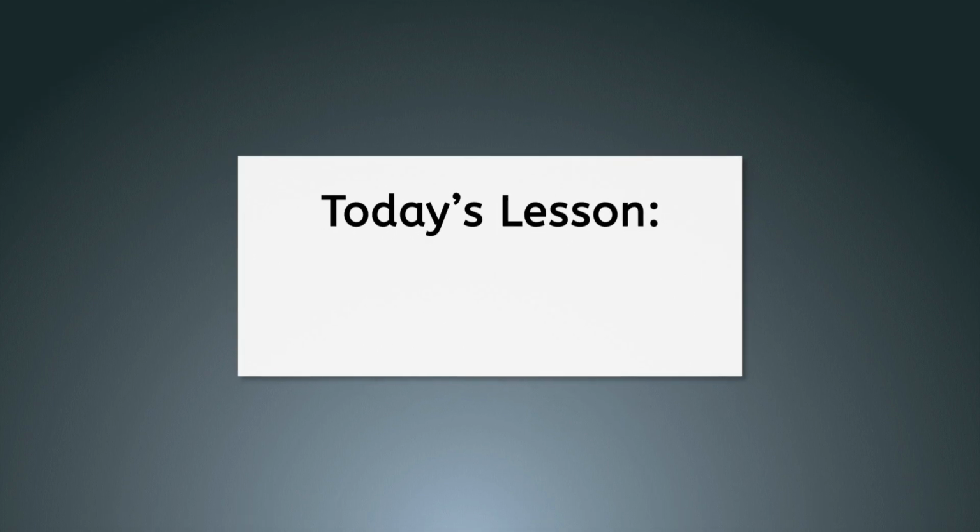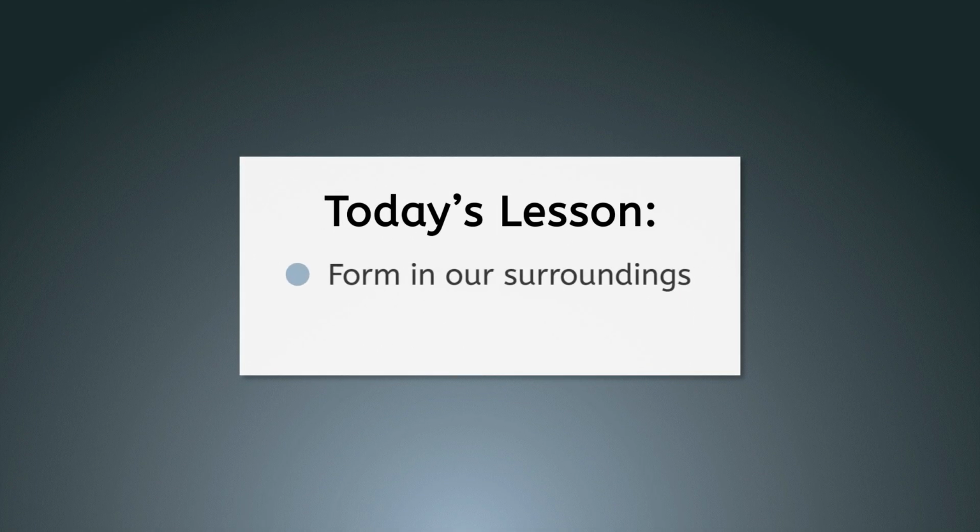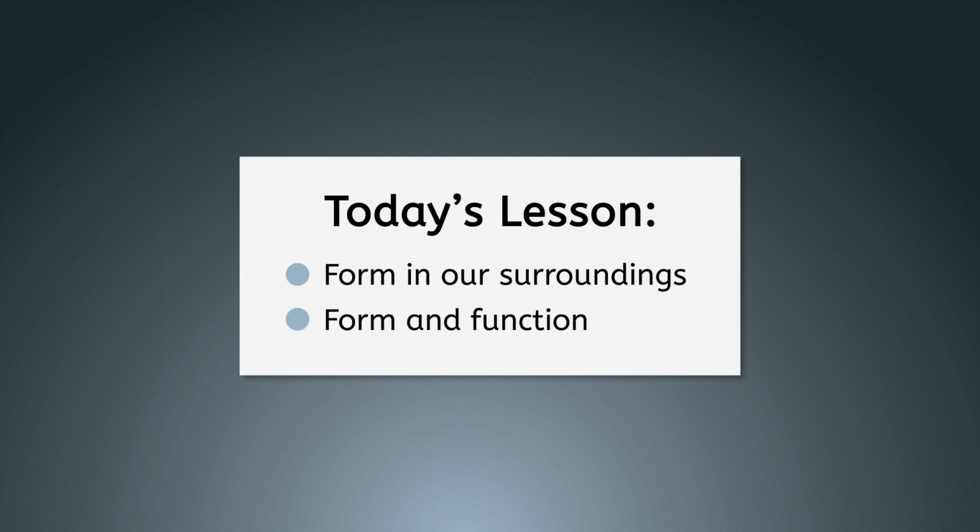Form, in essence, relates to the three-dimensional aspects of an object. It offers height, depth, and width. It's the tangible embodiment of an object, the space it occupies, and how it engages with its surroundings. In today's lesson, we are going to explore form in the world outside of art, and then we will analyze the idea of form and function in our environment.